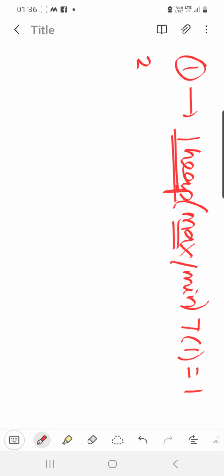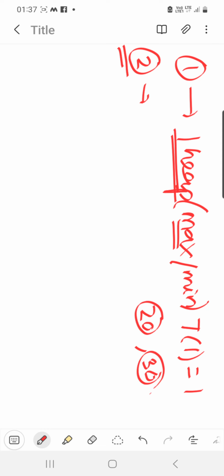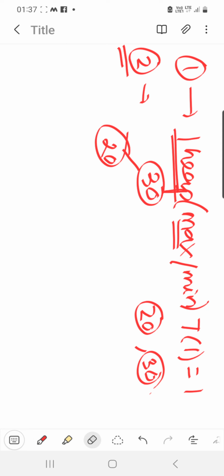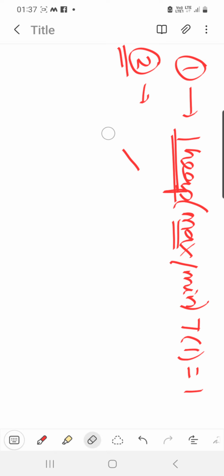Now let's say there are two keys, 20 and 30. How many max heaps are possible? Only one max heap is possible, which is something like this. You can't do anything else, because the biggest element should be in the root. So only one max heap is possible when we have two keys. So T(2) is also 1.